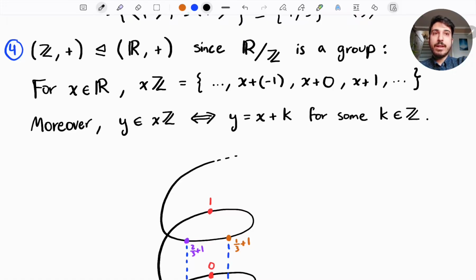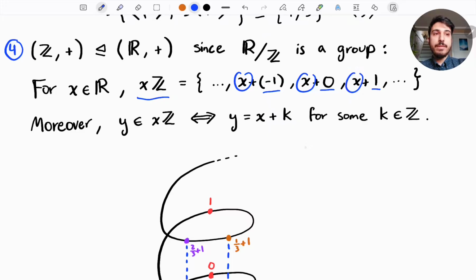So let us take an arbitrary element x in R, a real number. We have that the coset x plus Z is given by when you take all of the integers and you add x to each integer.